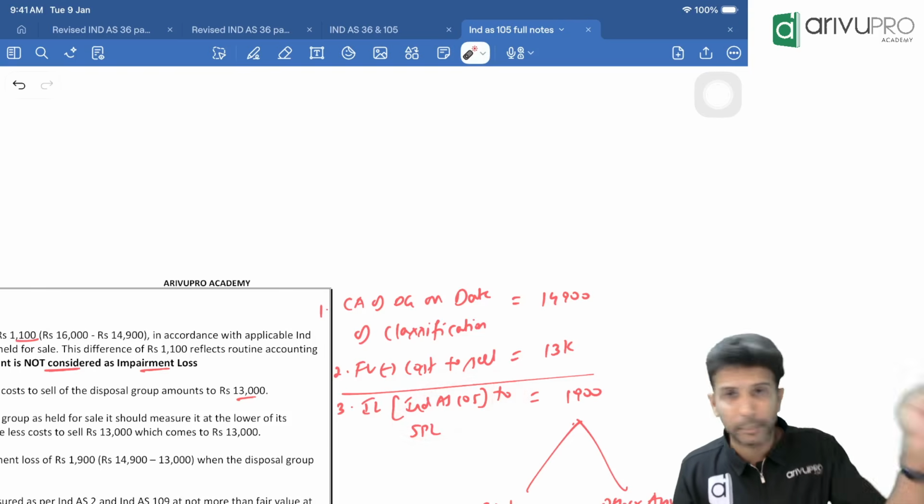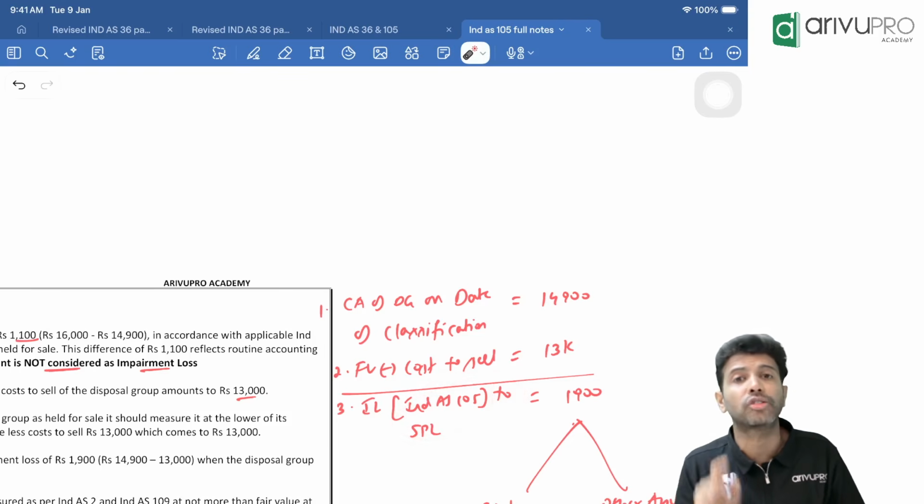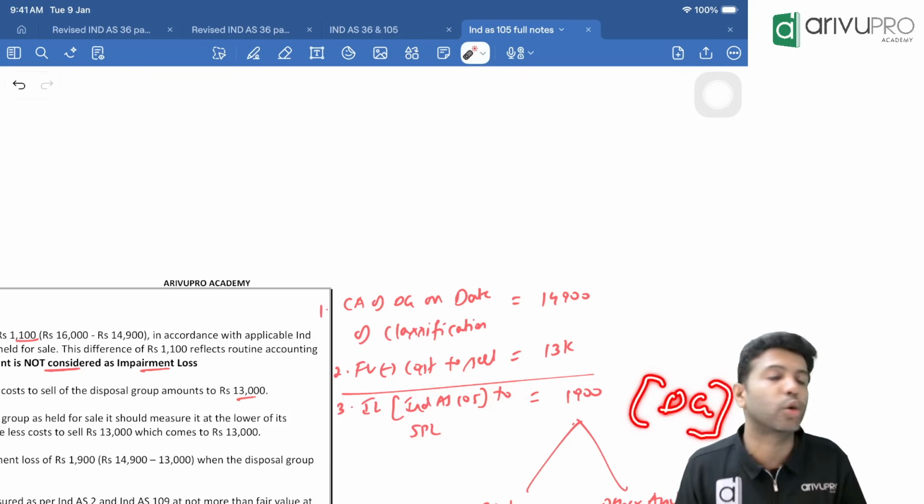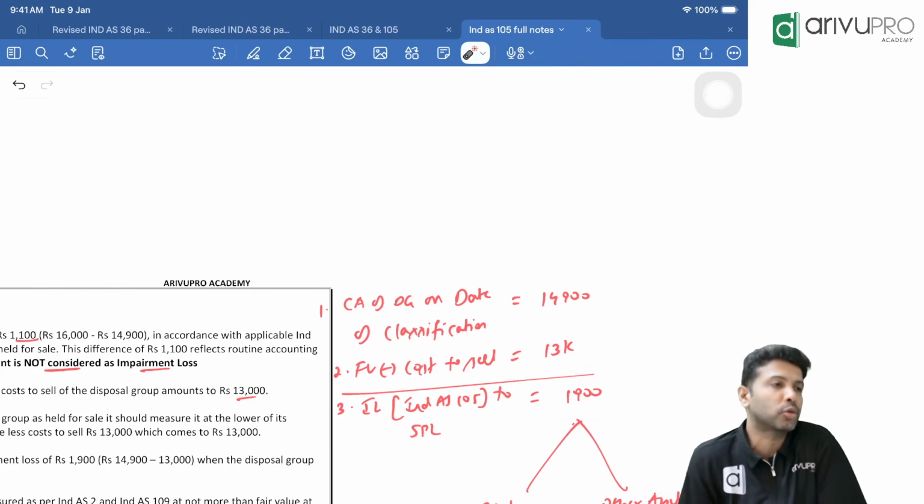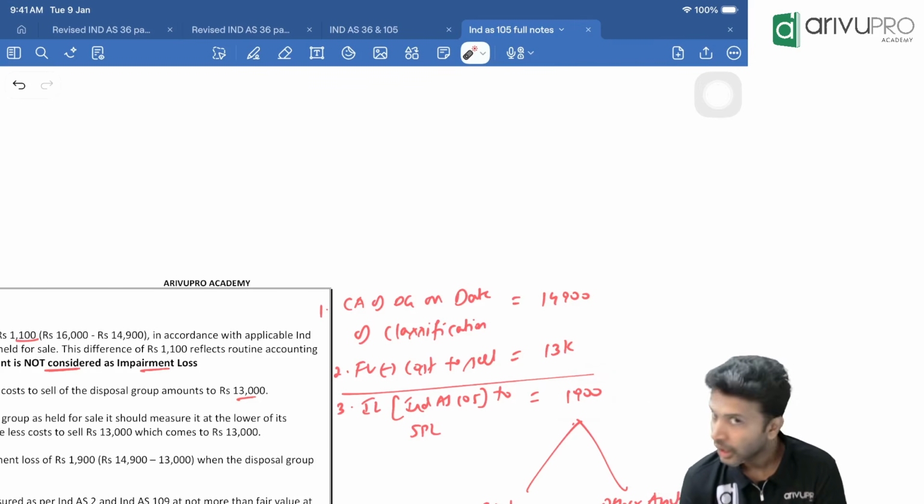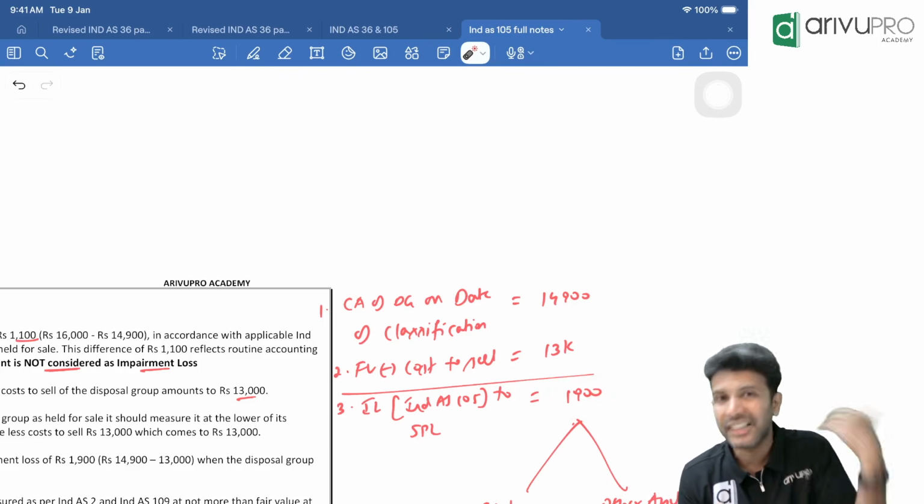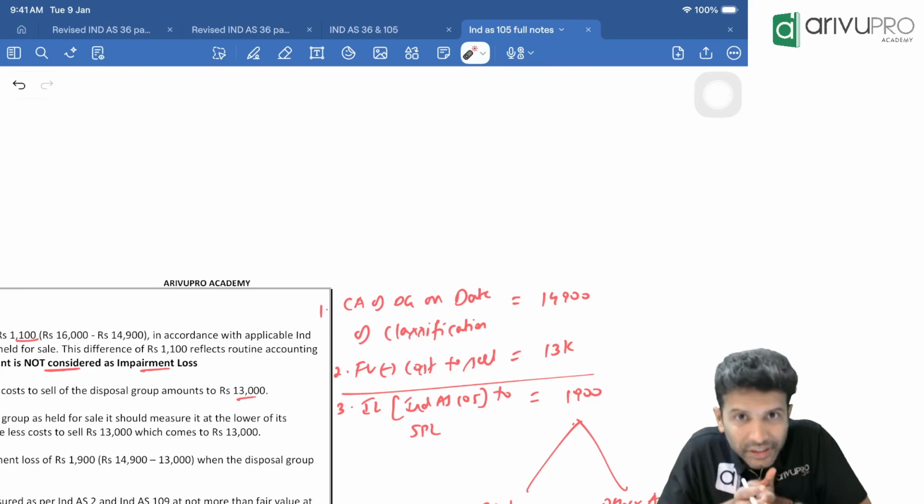Now this 1,900 is an impairment loss accounted as per Ind AS 105, but this is not an impairment loss on one asset. This is an impairment loss of the DG, the disposal group. The whole group's impairment loss is 1,900. Got it? So since this is not an impairment loss relating to one asset but multiple assets, what we need to do is allocate.